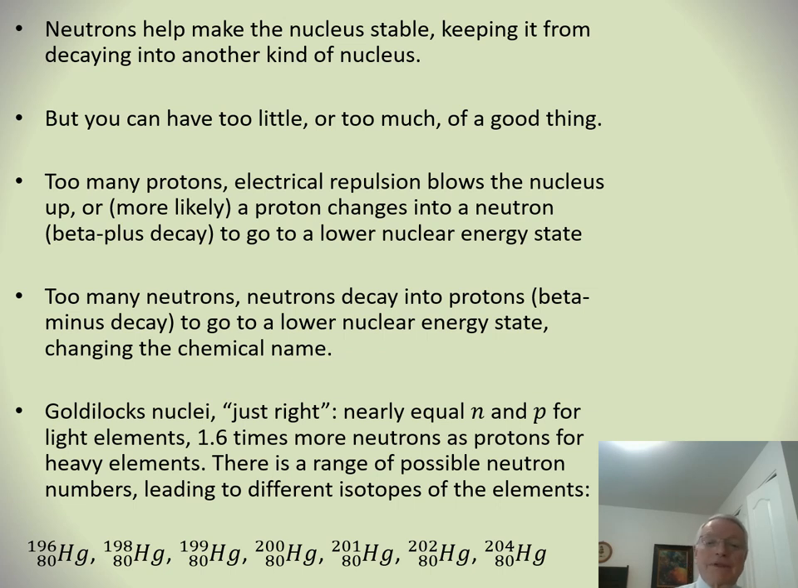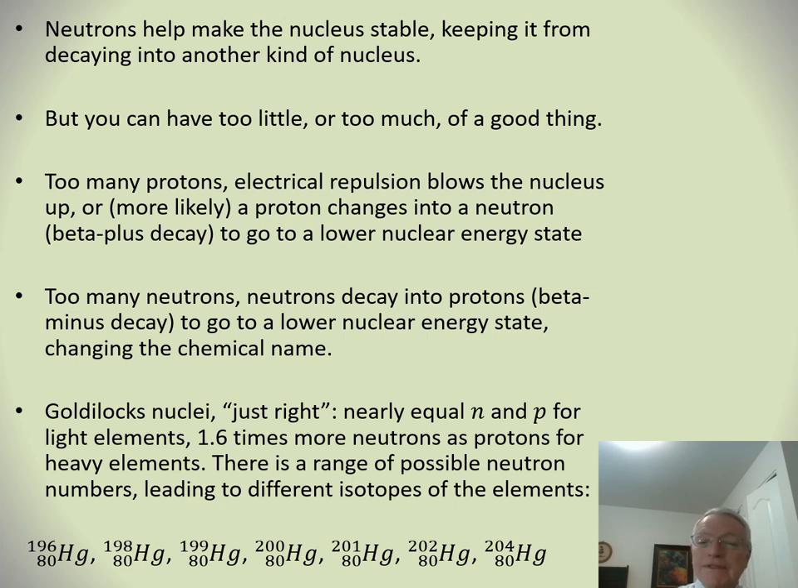And here's an example. This is mercury down here. These all have 80 at the bottom. They're all mercury. If you did experiments on these things to see what chemical they are, they're all mercury. They do exactly what mercury does. But their masses are different. These masses differ from 196 nucleons up to 204. The most stable one is probably right in the middle, around 200.